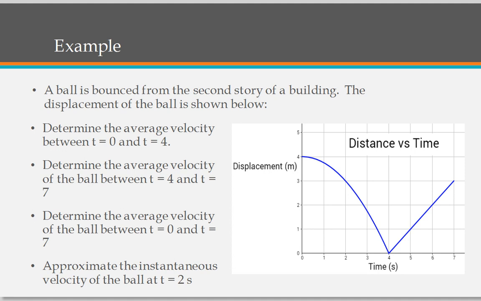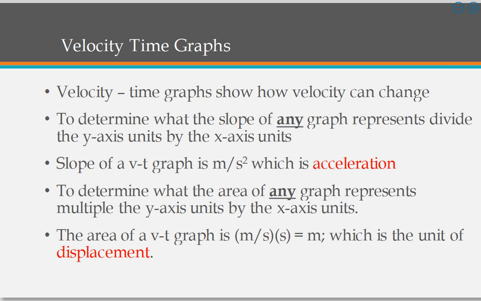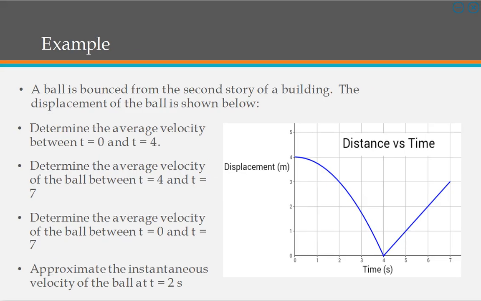Okay, this has been up here a while, so let's just rip through this. A ball is bounced from the second story of a building. The displacement of the ball is shown below. Determine the average velocity.